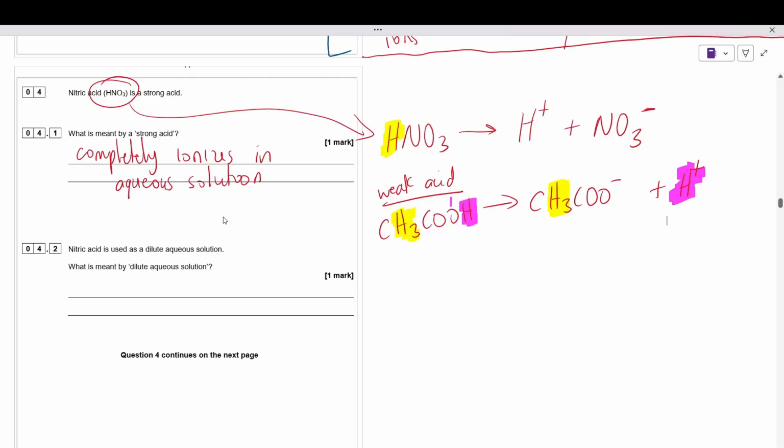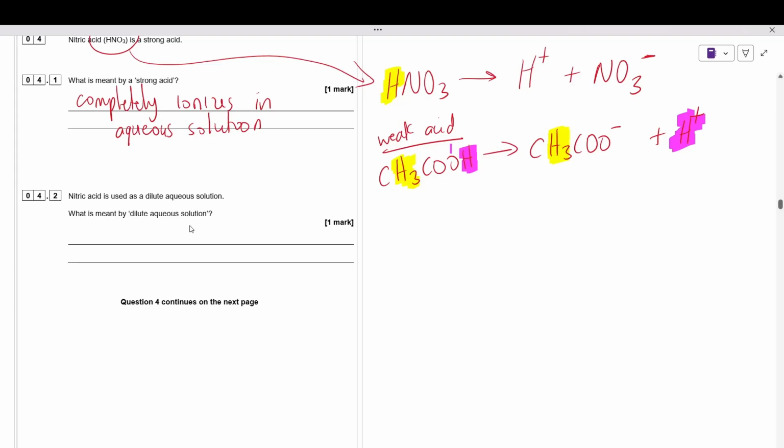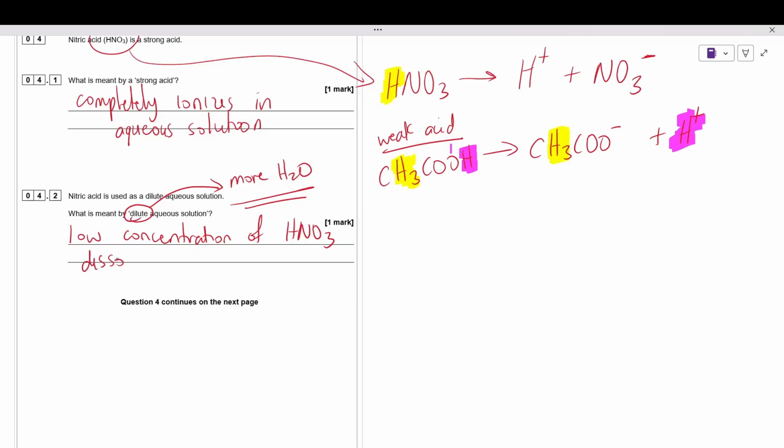Now for 4.2, nitric acid is used as a dilute aqueous solution. What is meant by dilute? If something is dilute, it means that it has more water than it does nitric acid. It means that it has a low concentration of nitric acid dissolved in water. That's what dilute means.